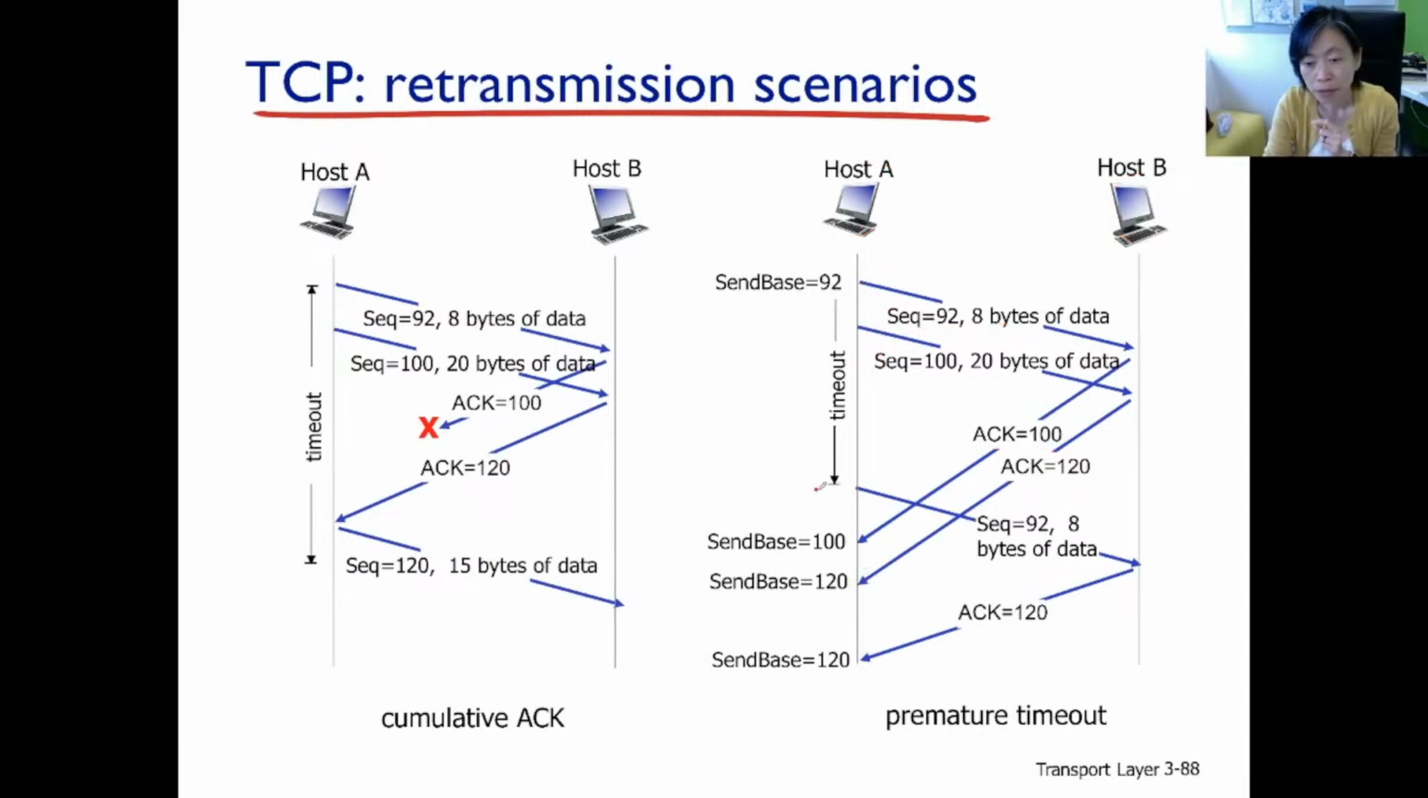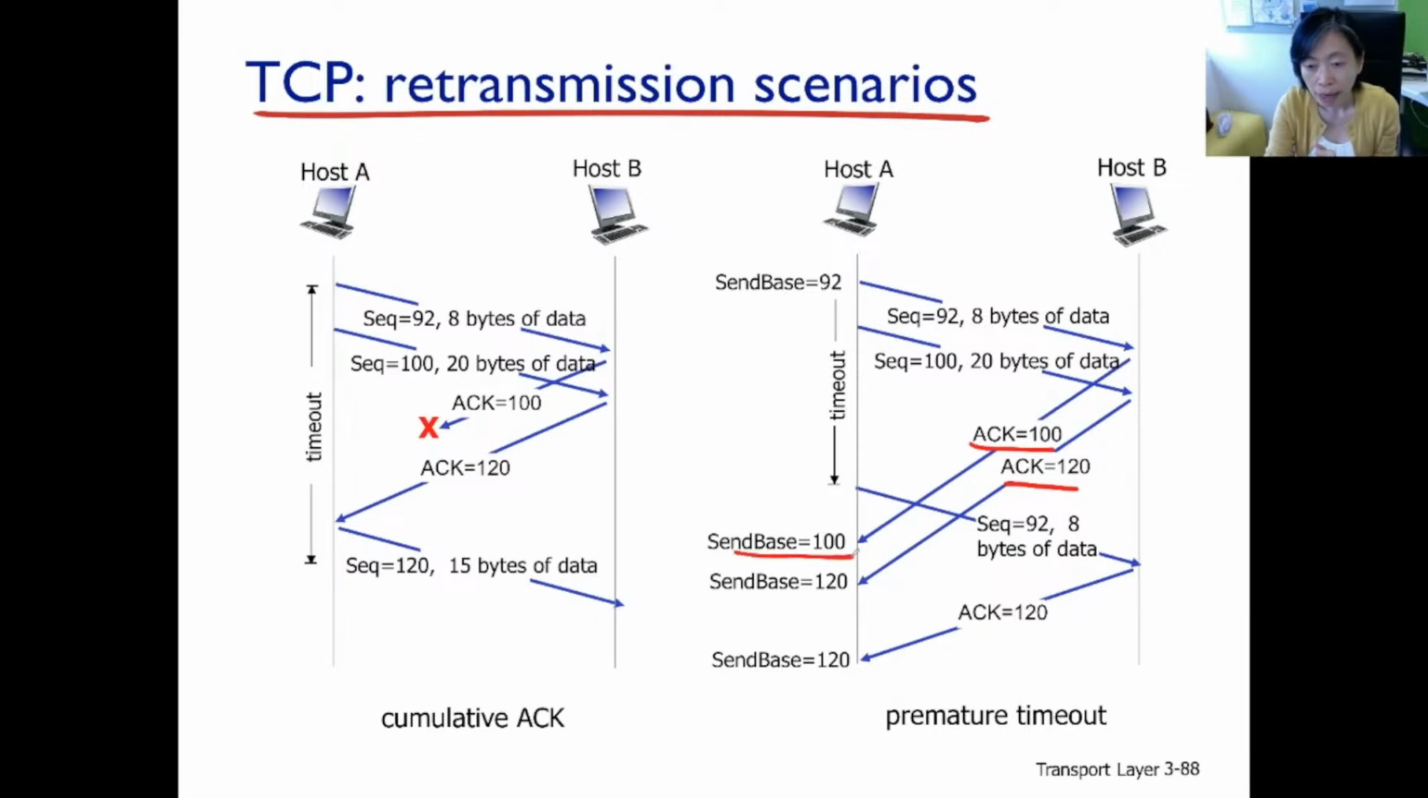So first, the timer occurred here. Therefore, the timeout event in the TCP sender triggers. Therefore, we retransmit all the packets in flight. So sequence number 92 will be retransmitted. Sequence number 100 will also be retransmitted. Now, ACK 100 and ACK 120 will arrive later.